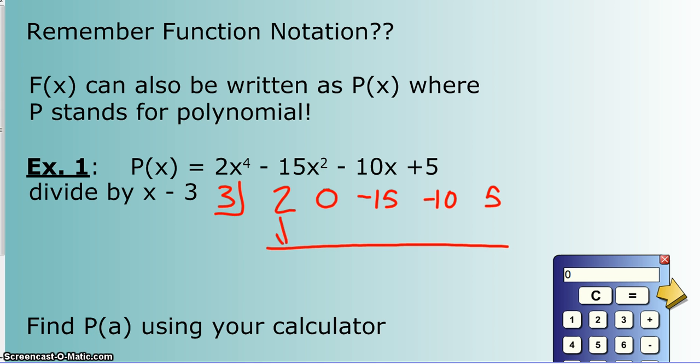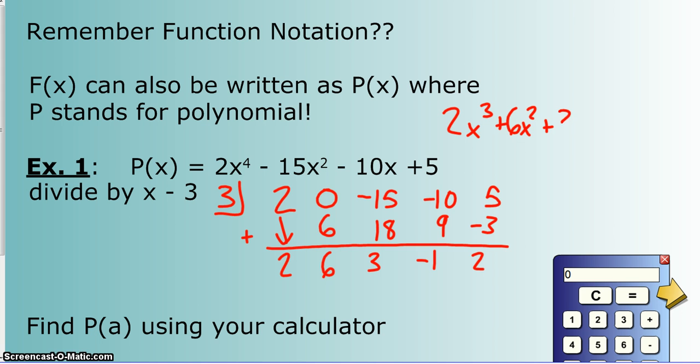Okay, we're going to bring the 2 down. And remember, we multiply. I get 6, and then we add. 0 plus 6 is 6. Multiply, 18. Let's add. I get 3. Multiply, I get 9. Add, I get negative 1. Multiply, I get negative 3. Add, I get 2. So my answer is 2x to the third plus 6x squared plus 3x minus 1 with a remainder of 2. That looks familiar. We might have already done that one.